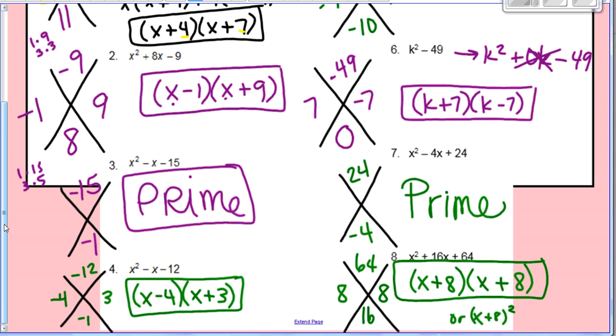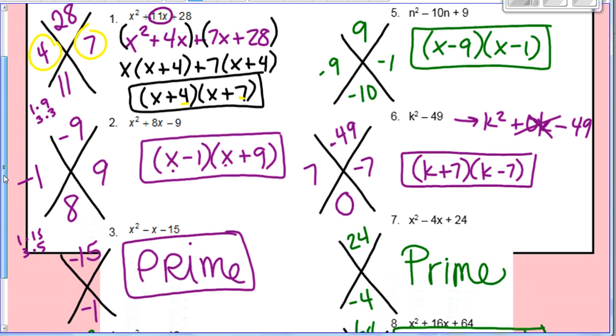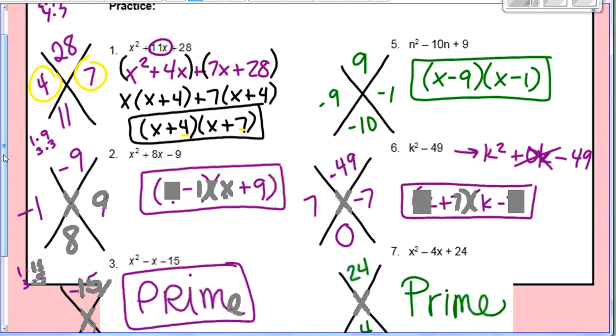Number 7 was actually prime. There's no factors of 24 that will add to give me negative 4. And then 8 was x plus 8 times x plus 8, which you could also write as x plus 8 squared. And then at the top, x minus 9 times x minus 1.